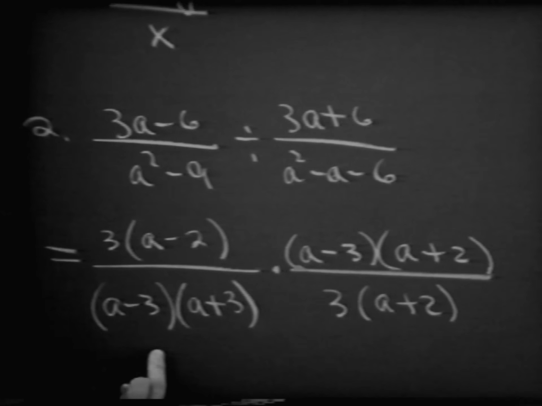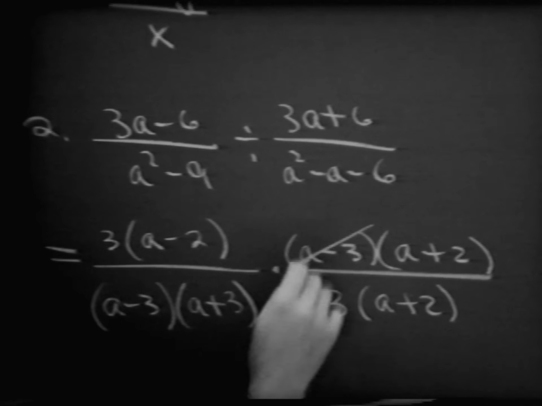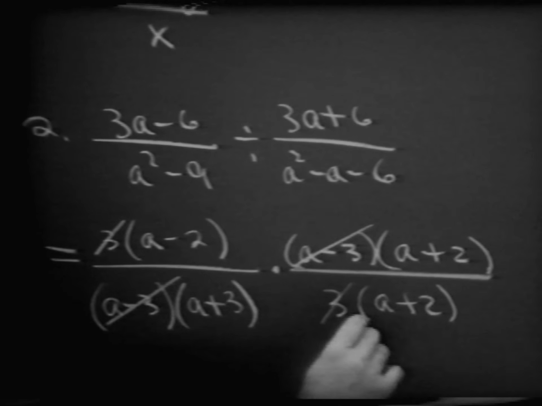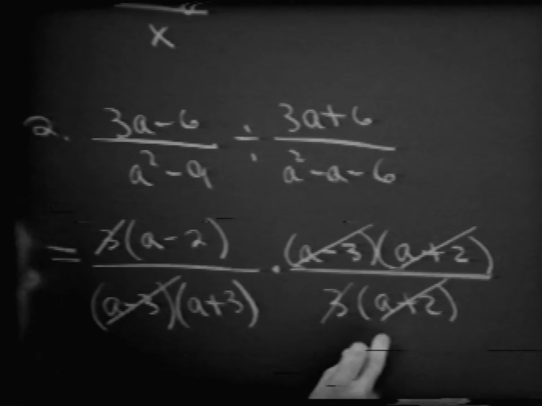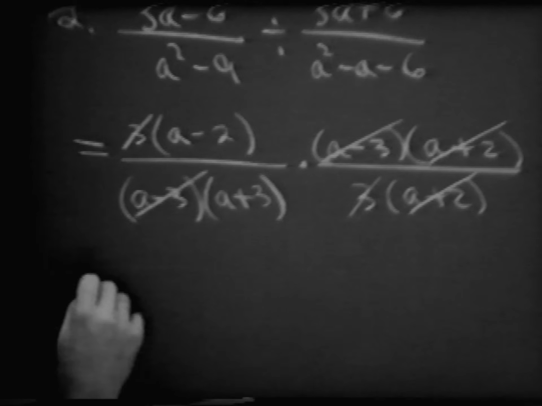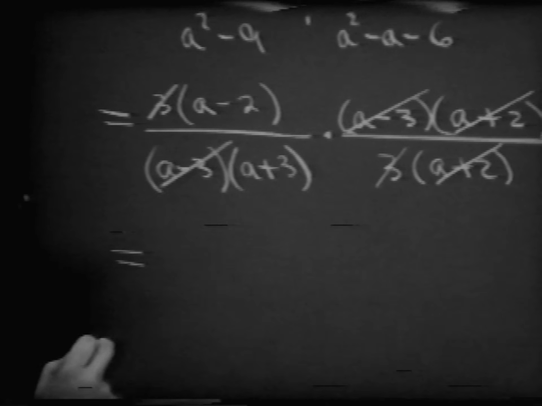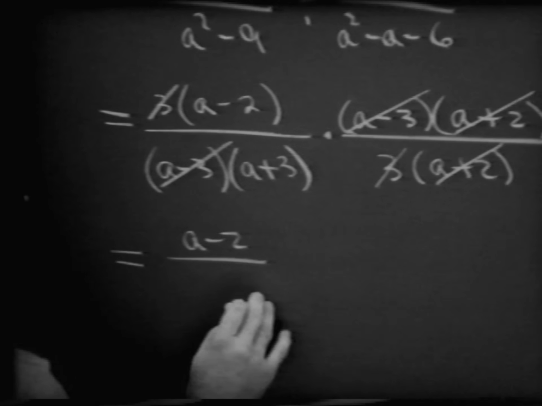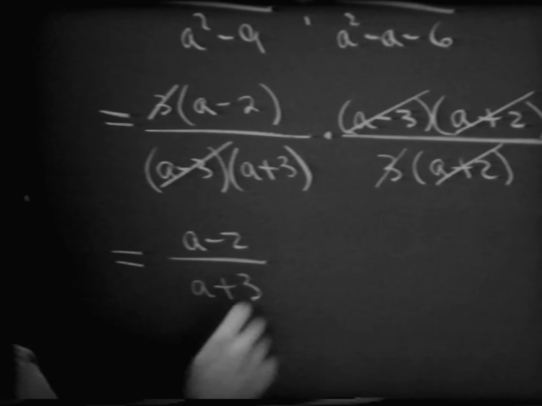And now let's look for names for the number 1. Here we have a minus 3 over a minus 3, 3 divided by 3, and an a plus 2 divided by an a plus 2, and whatever is left is our final result, our most simple name for this expression, which is a minus 2 over a plus 3.